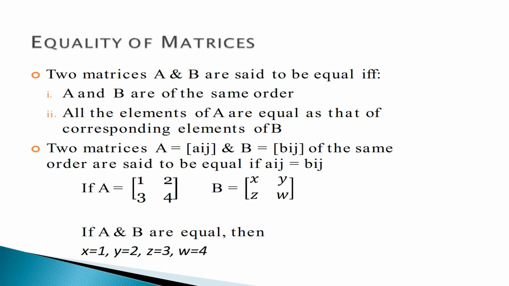Suppose here is an example of two matrices. Suppose A is the matrix 1, 2, 3, 4 and B is the matrix x, y, z, w. These two matrices are equal. A is a matrix of order 2 cross 2 and B is also a matrix of order 2 cross 2. Then A equal to B means x is equal to 1, y is equal to 2, z is equal to 3 and w is equal to 4.